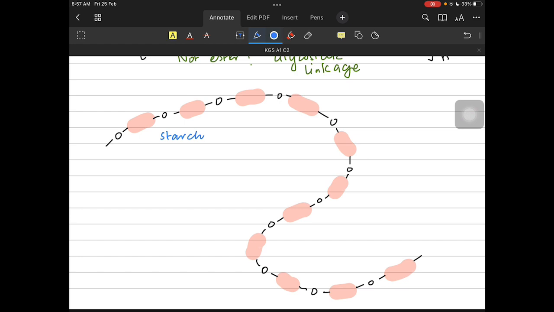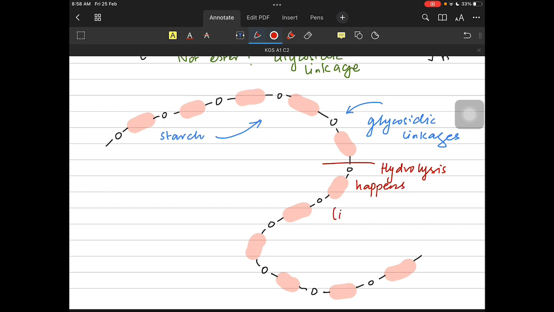This is what starch actually looks like. It's a pretty long molecule with so many glycosidic linkages. Over here, each glucose monomer is joined with the other one through a glycosidic linkage. Now, when we talk about breaking the starch molecule, that would be known as hydrolysis. Remember, hydrolysis is breaking a longer polymer down.